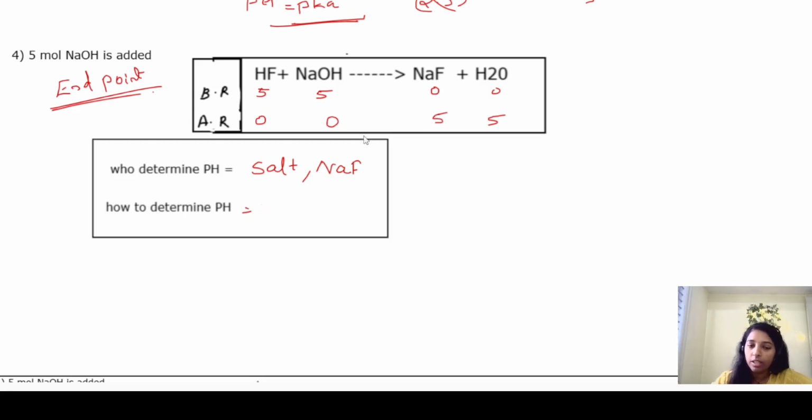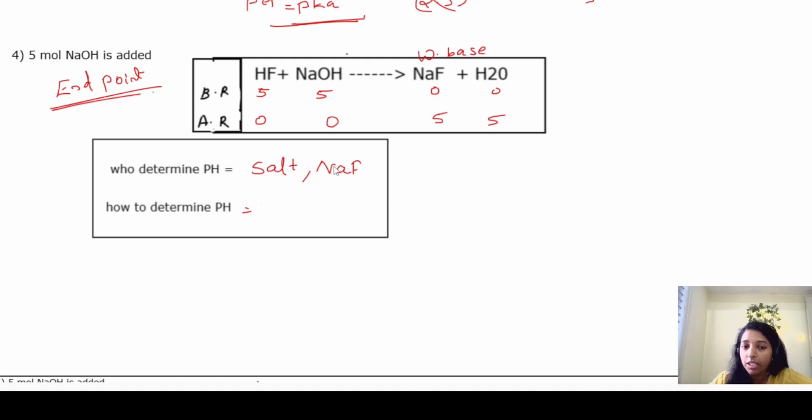So how do you calculate the salt pH? You have to think about its character. The salt we have is a weak base. How do you calculate the pH of a weak substance? Yes, you have to consider the ICE table. What is the ICE table of NaF? You have to think about the NaF dissociation.